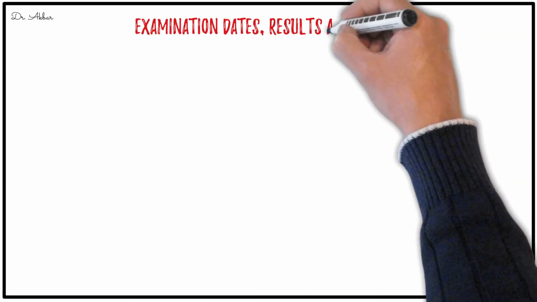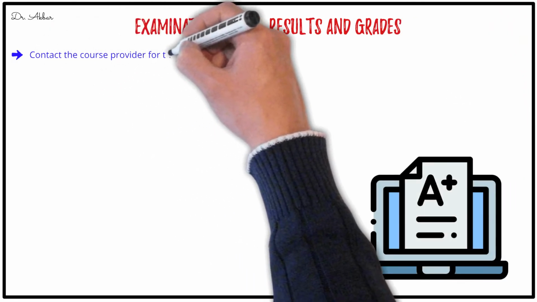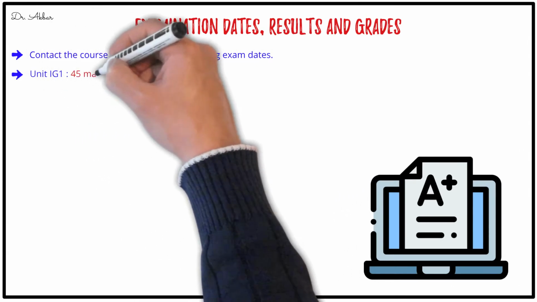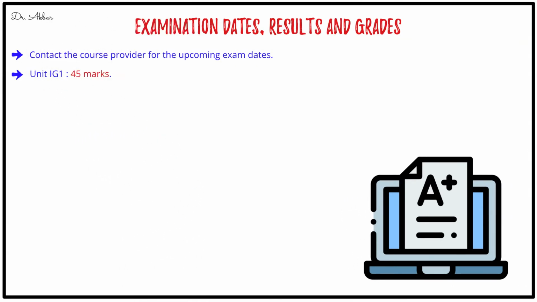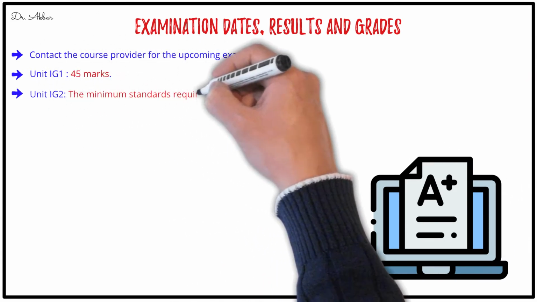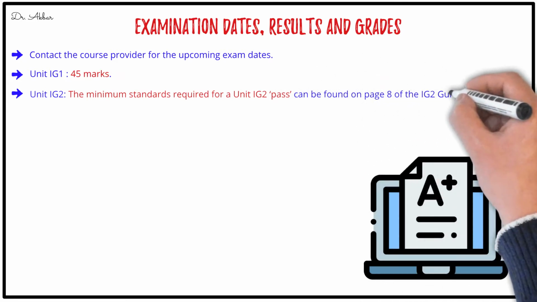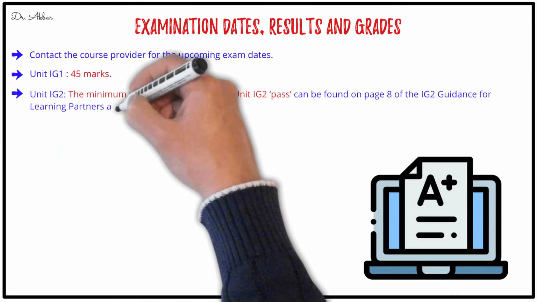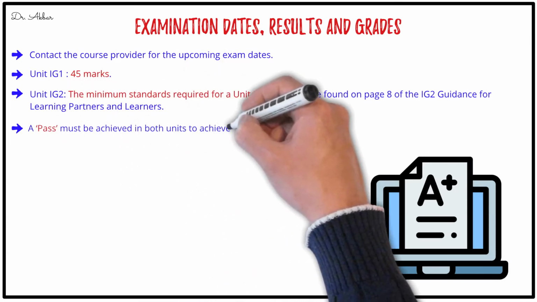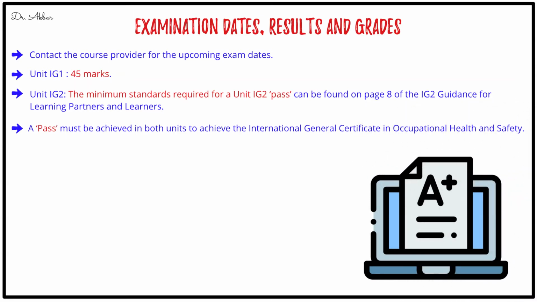Examination Dates, Results and Grades. Contact the course provider for the upcoming exam dates. Unit IG1, 45 marks is the minimum passing standard. Unit IG2, the minimum standards required for a Unit IG2 pass can be found on page 8 of the IG2 Guidance for Learning Partners and Learners. A pass must be achieved in both units to achieve the International General Certificate in Occupational Health and Safety.